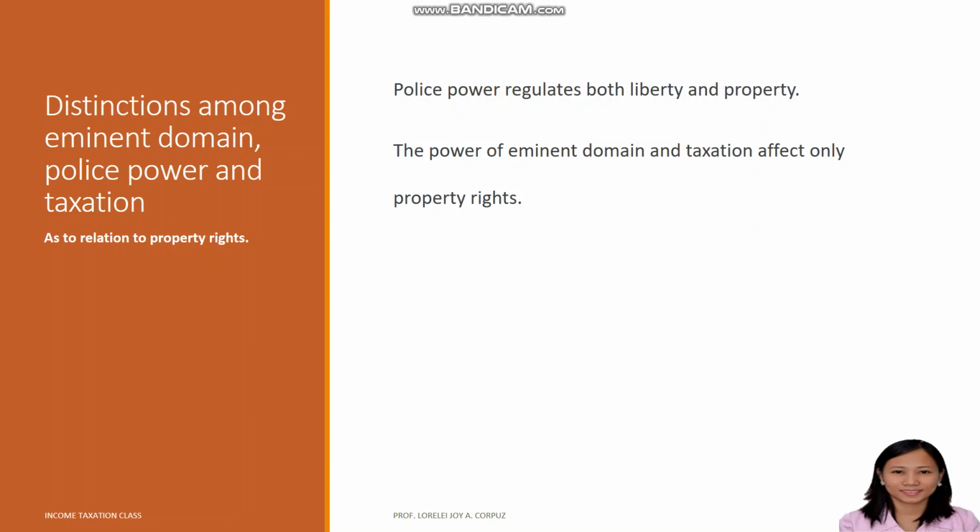Next is as to relation to property rights. Police power regulates both liberty and property. The power of eminent domain and taxation affect only property rights. So, kung gusto mong sanang hindi magsuot ng face mask in public during a pandemic, bawal yun. You do not have the liberty to tell yourself na I will not wear a face mask, because police power regulates your liberty to wear a face mask. They will require you to wear a face mask and they can penalize you for not wearing one during this pandemic.